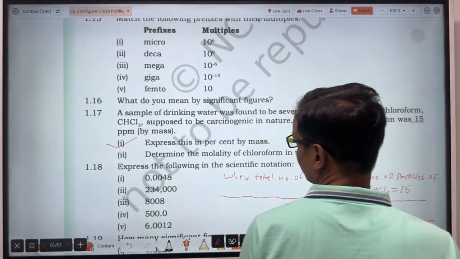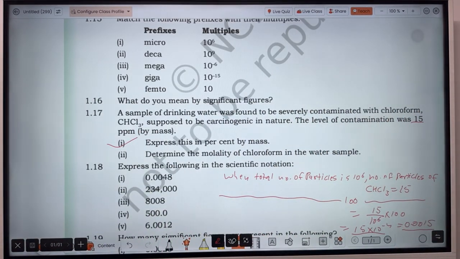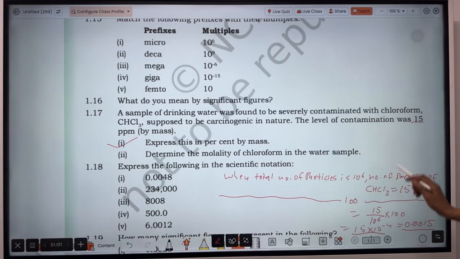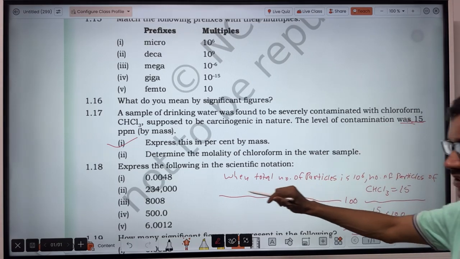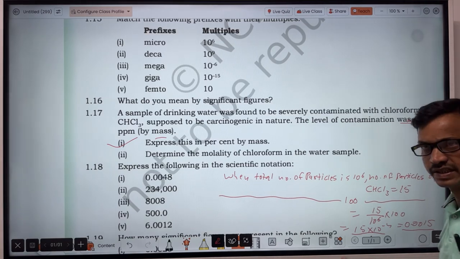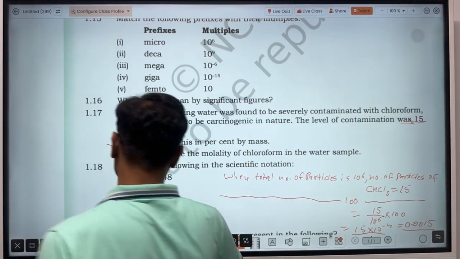So molarity means when the total volume will be 100, you find out the volume, and then molarity. Here it is ppm by mass given here, not by number. Okay. So that means here in 1 kg, the total weight of the solvent will be how much, from there we have to do it. So this question you do by yourself.